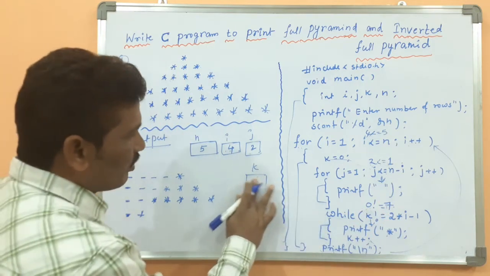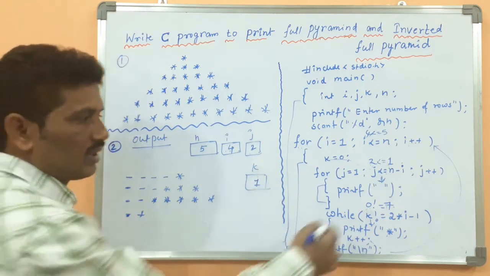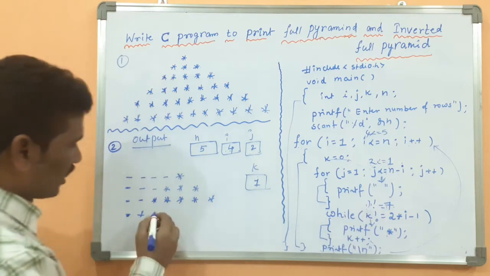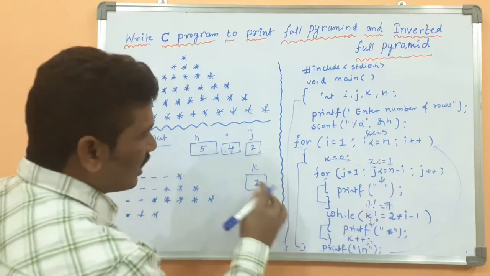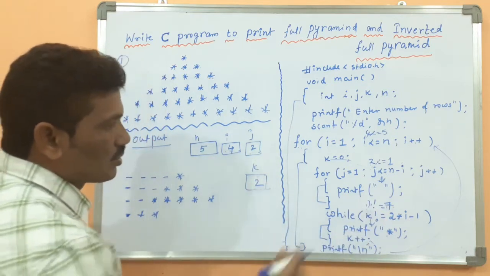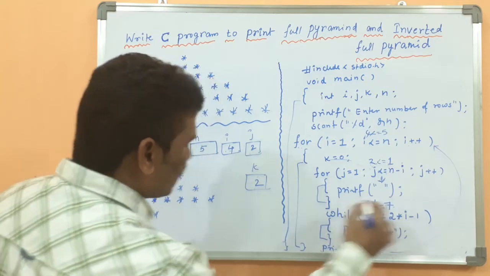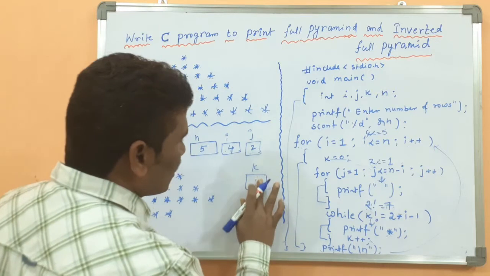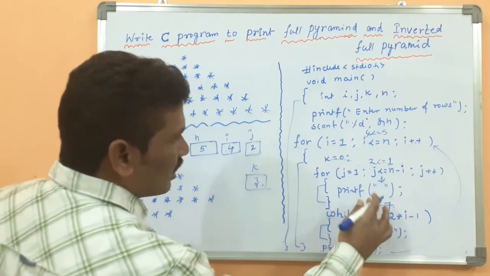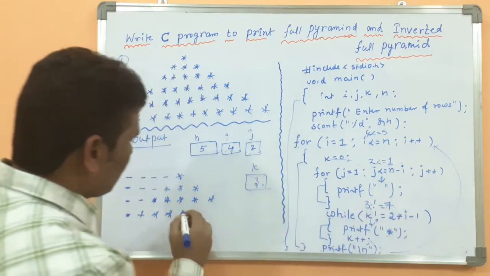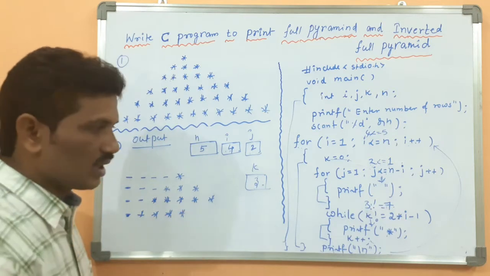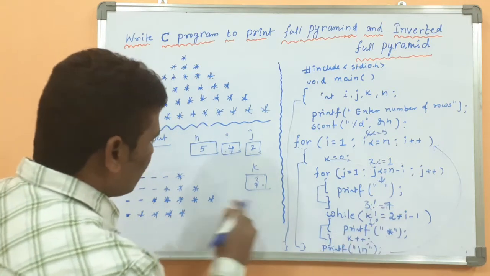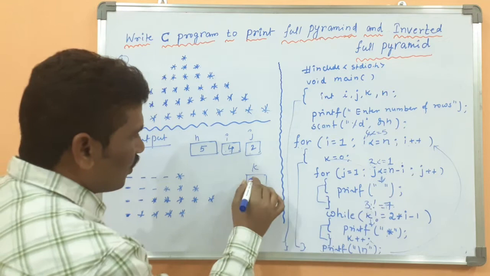Then k value is incremented by 1. Then 1 not equal to 7, another star should be printed. After k value is incremented by 1, k value becomes 2. Then 2 not equal to 7, the condition is true, another star should be displayed over there. Then k value is incremented by 1, k value becomes 3. Then 3 not equal to 7, another star should be printed over here. Again the k value is incremented by 1. Now k value becomes 4.